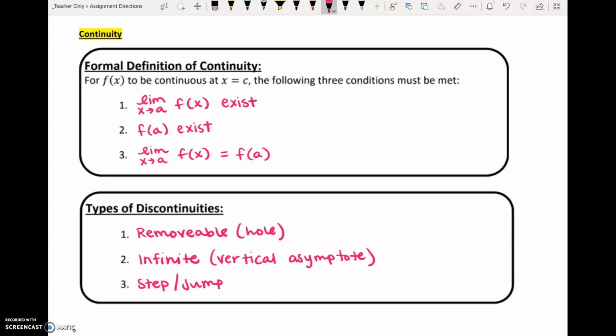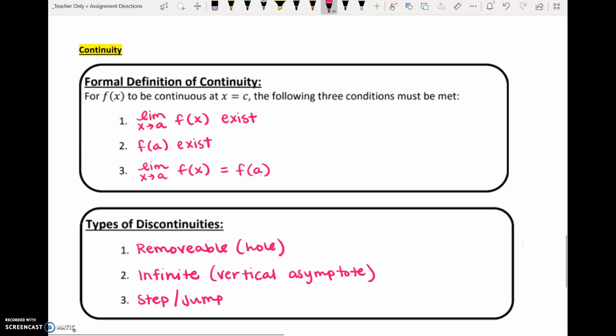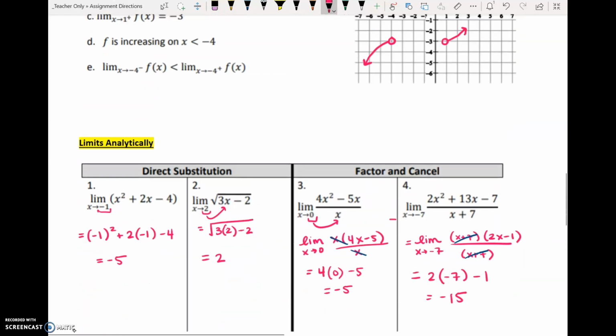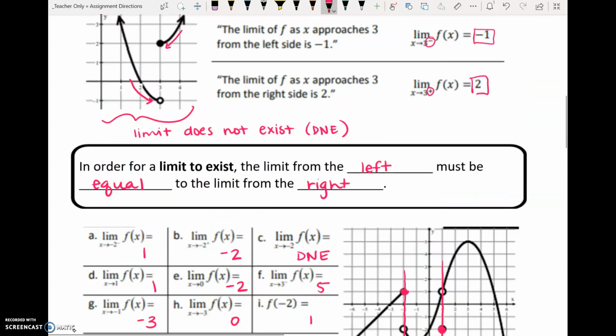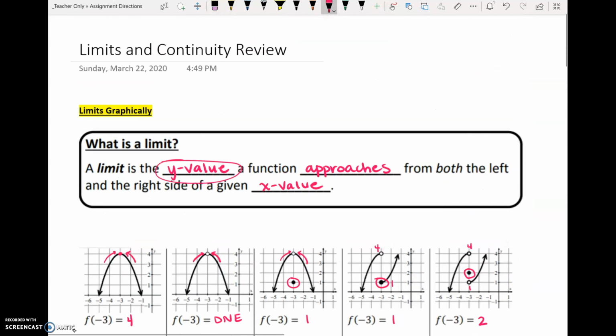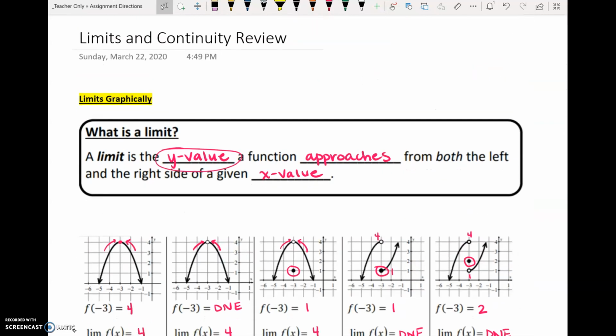All right, so I know that was a lot about limits and continuity. Hopefully that gave you a little bit of a refresher on what we did back in Unit 2. You are always welcome to go back and review those notes if that's helpful as well.